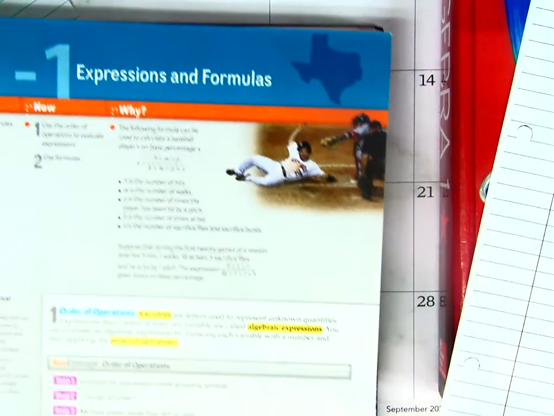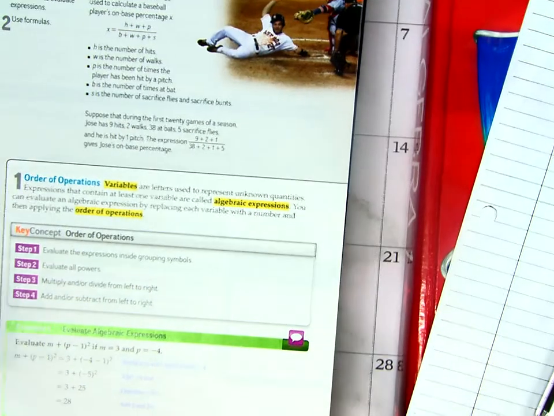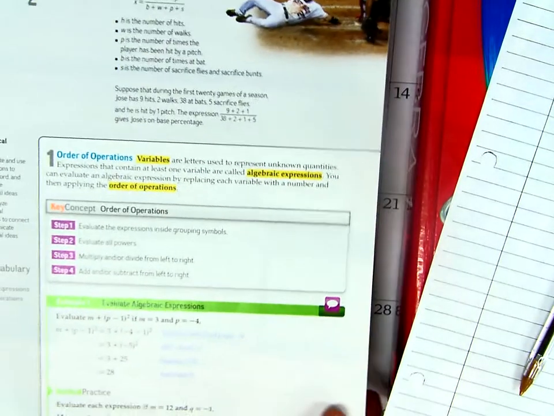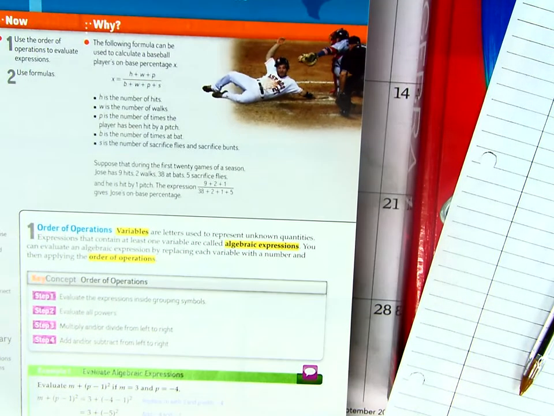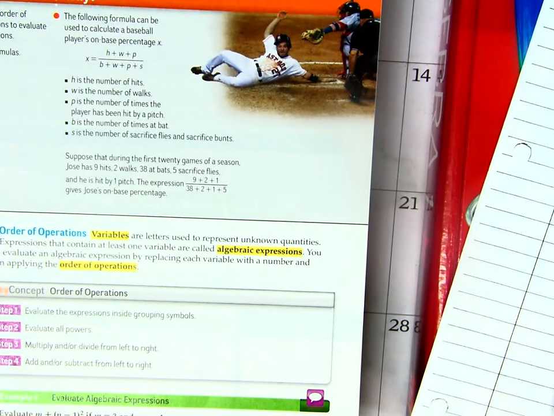Chapter 1, Section 1, page 5. There won't be anything in this section that you haven't done before. It's just going to be a little bit more complex than what you've done before, maybe.